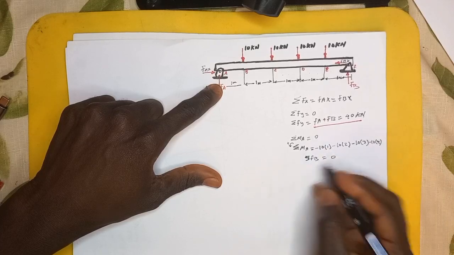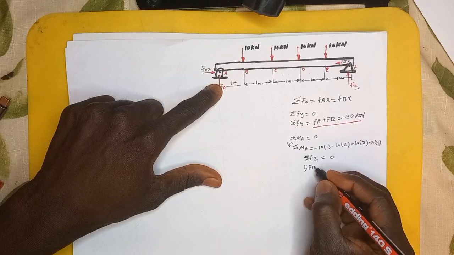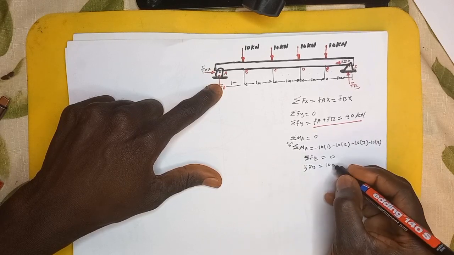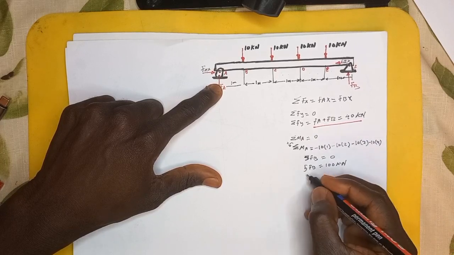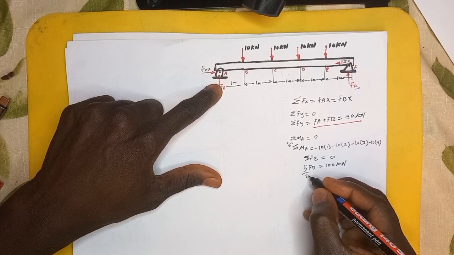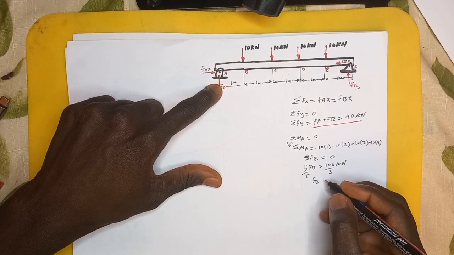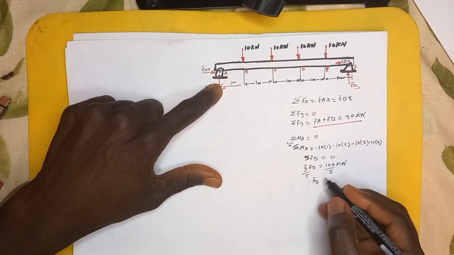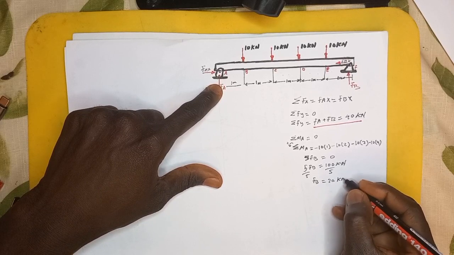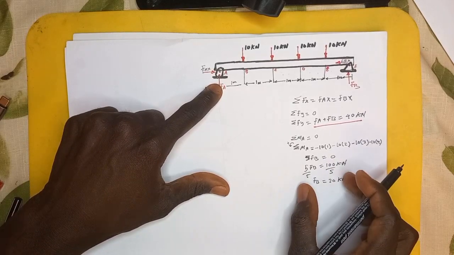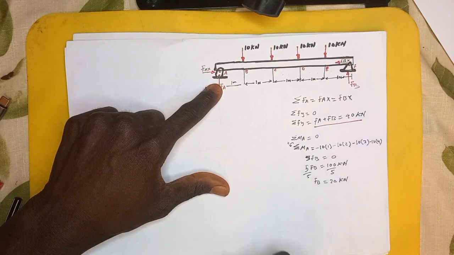We're going to have 100. 5 FB is equal to 100 kilonewton. So dividing this by 5, FB is going to be equal to 20 kilonewton. So now we can take this value and substitute it into this equation and solve for FA, right?